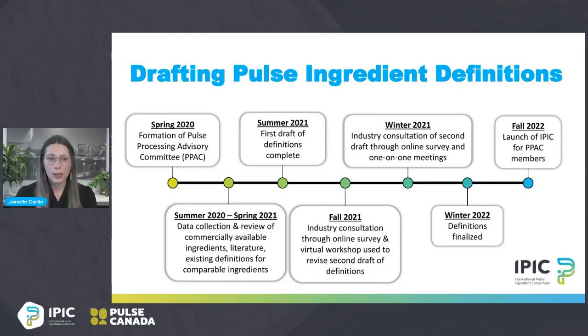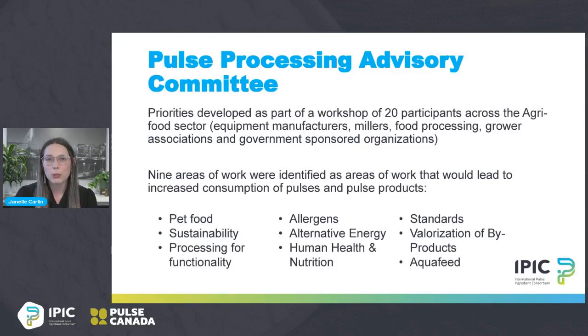So the reason why this kind of organization was formed was actually the result of a meeting that was held in the spring of 2020 upon the formation of a group known as the Pulse Processing Advisory Committee. This group was a committee formed of 20 industry representatives, and this included equipment manufacturers, millers, food processors, grower associations, and government-sponsored organizations that came together as part of a workshop in order to identify areas of work in the pre-competitive space that would ultimately help to lead to increased consumption of pulses as well as pulse-derived products.